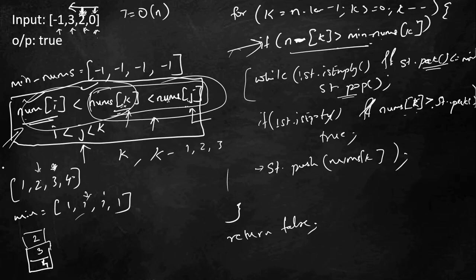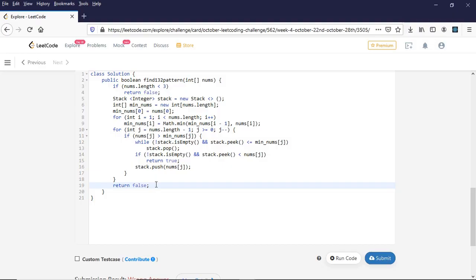So let us code this and see whether it works fine. Here I have written the same algorithm. First I am checking whether the length is less than 3, then I can directly return false, because I cannot check the 3 conditions. That will be my base case. Then I am creating a min nums array, and I am storing the minimum value till that point using Math.min. And then this is the one for loop that we are having.